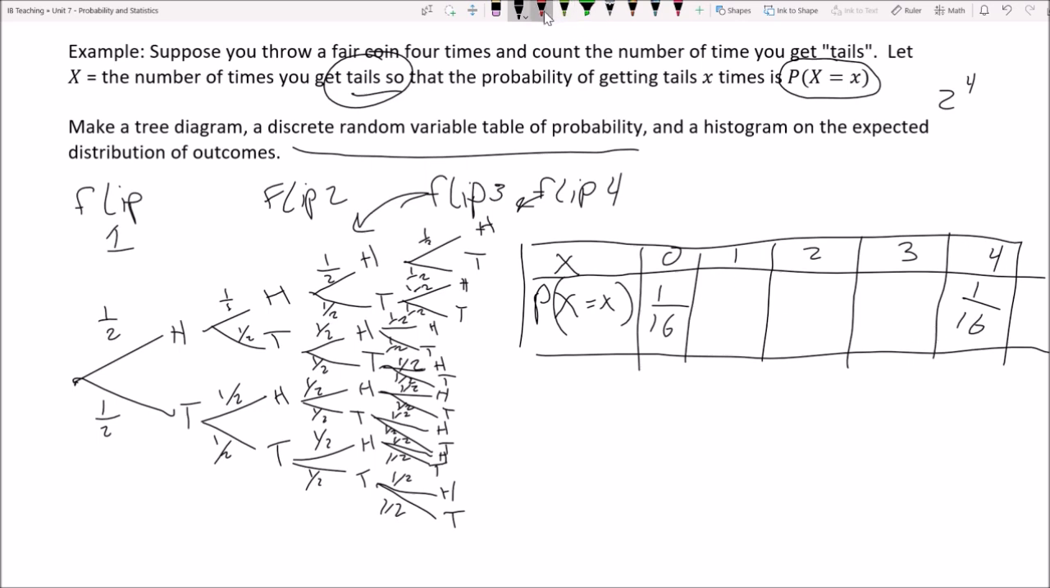Now we're going to consider all the different ways, and I'm going to color code this. What are all the different ways that we could get exactly 1 tails? We could get tails, heads, heads, heads. That's a possibility. Or we could get heads, tails, heads, heads.